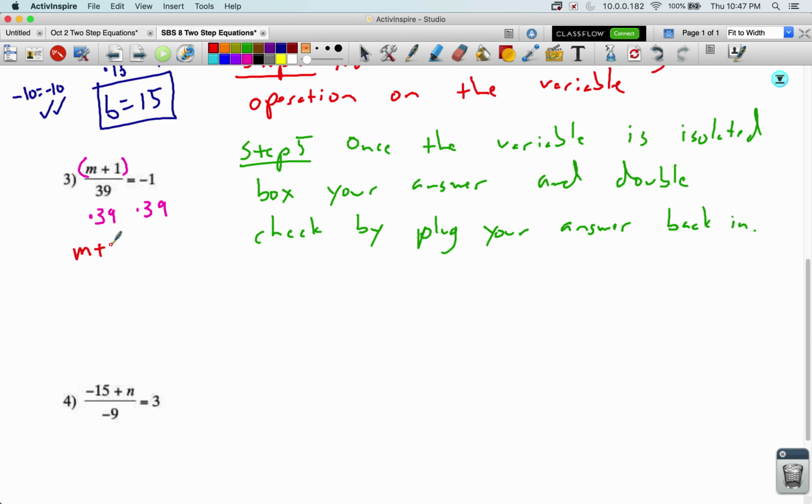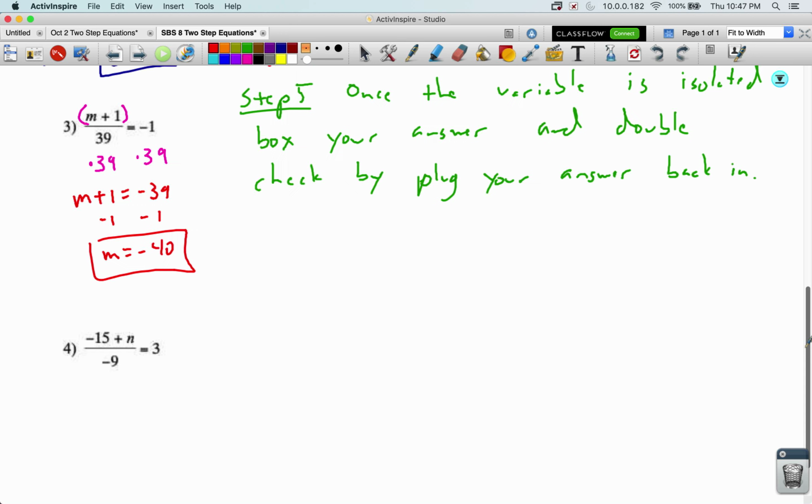Now we're left with m plus 1 equals negative 39. We subtract 1 from both sides. We get m equals negative 40. Put a box around that, plug it back in to double check.